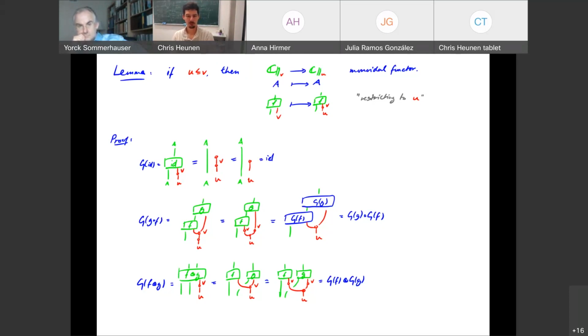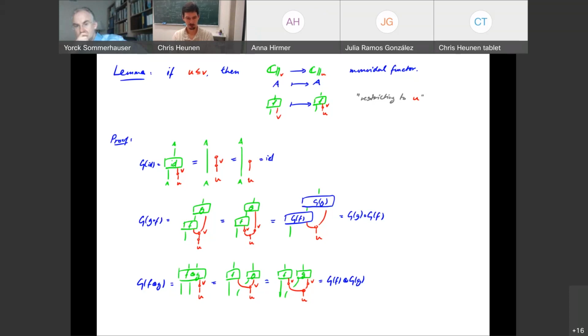So if we call this functor G, what is G of the identity, for example? Well, first of all, what does G do? It literally precomposes with the inclusion of u into v. But the identity in C restrict v is defined to be doing nothing on A and forgetting about V, so that's the second step. But by definition, the inclusion of U into V and then forgetting V is the same thing as forgetting about U. And that's by definition the identity in C restrict U. So this functor G preserves identities.